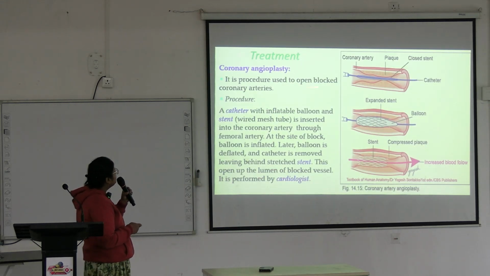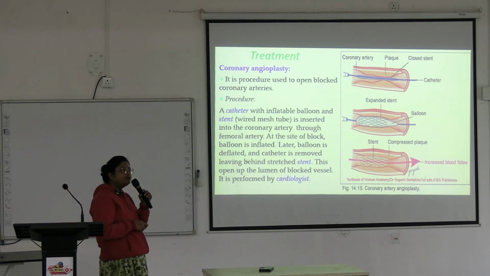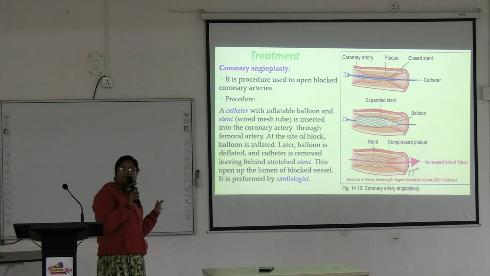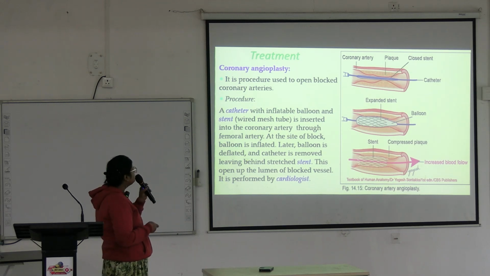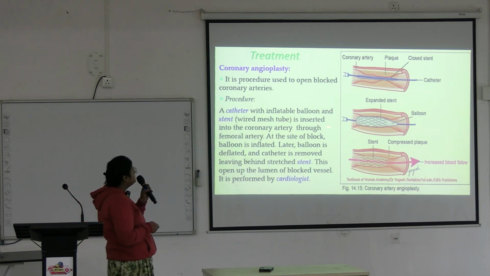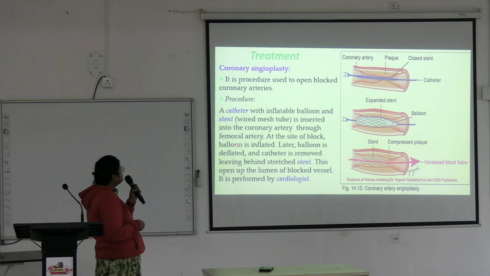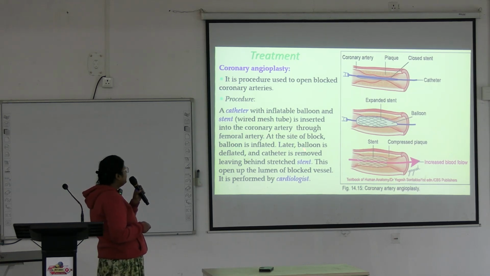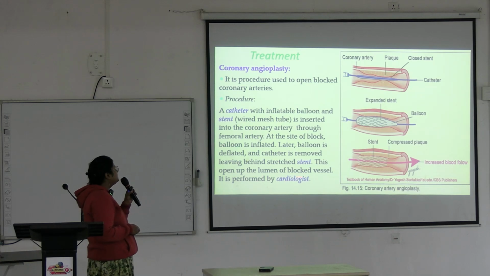So coronary angioplasty is a procedure used to open the blocked coronary arteries. Okay, these are very frequently coming clinical aspects. It can come as part of a long question or as a short note. Procedure: a catheter with an inflatable balloon and stent, that is a wired mesh tube, is inserted into the coronary artery through the femoral artery, and at the site of block, the balloon is inflated. Later, the balloon is deflated and the catheter is removed, leaving behind the stretched stent, and this opens up the lumen of the blocked vessel, and it is performed by a cardiologist.